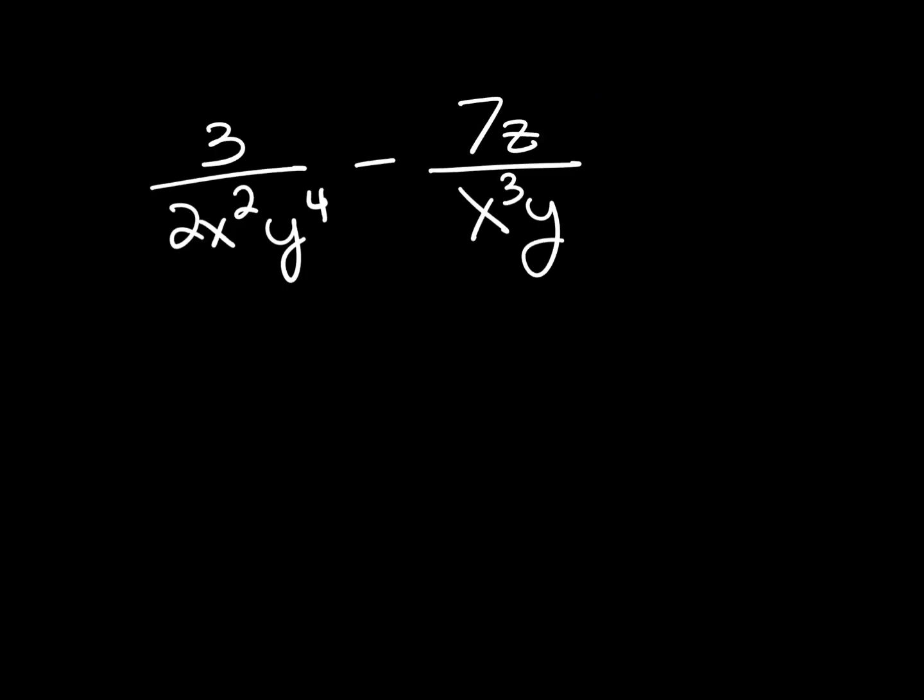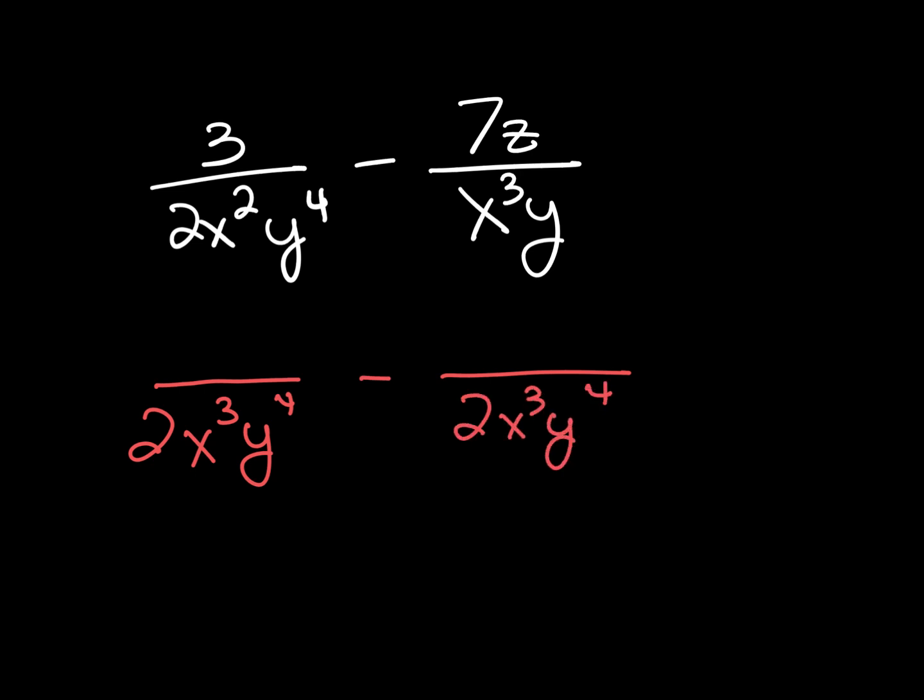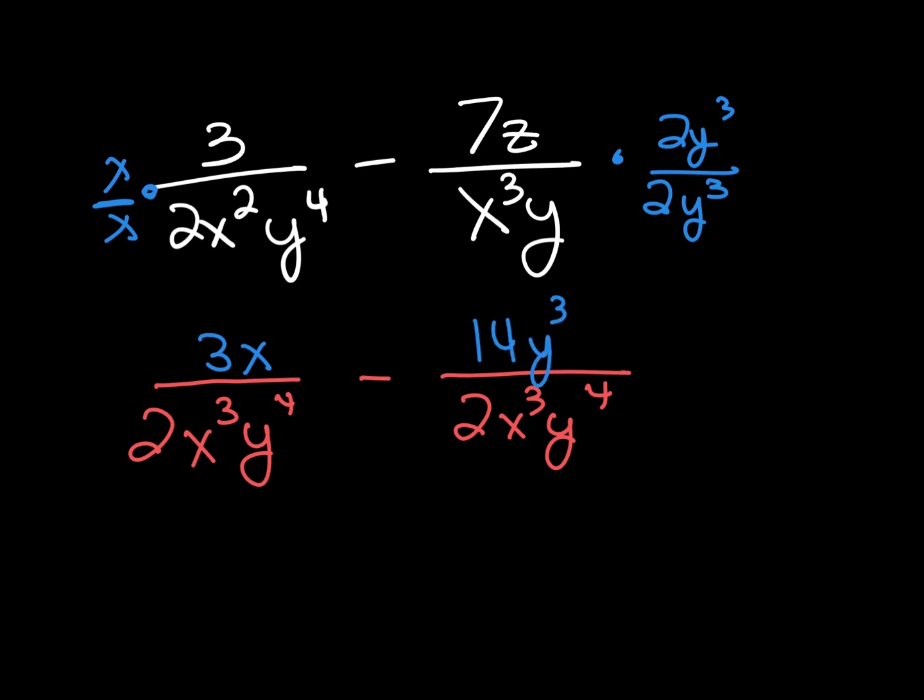I'm going to do something similar again. I just really want to see what's missing from each fraction. So I know I'm going to need a 2, at least an x cubed, and at least a y to the 4th. So that's what the denominators need to become. And I'm going to check the original problem to see what they're missing. So this one's missing just an x, so that's going to become 3x. This one is missing a 2 and a y cubed, so that's what we're going to multiply at the top there. That becomes 14y cubed z.